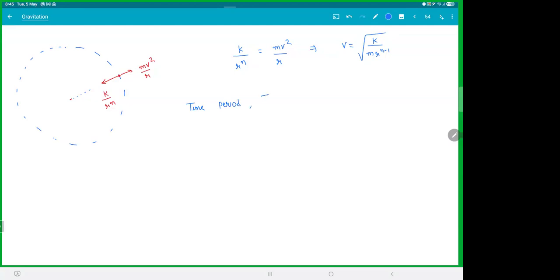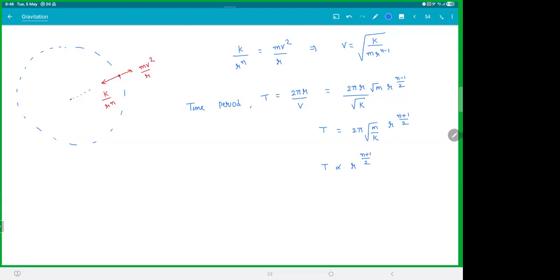This is the same thing I derived last time, but there I used GMm by r square. Time period is nothing but the circumference 2 pi r by speed v. This would be 2 pi r, and the speed would be root K into root m, and that is r power n minus 1 by 2. So this is 2 pi root over m by K. It looks like an SHM thing, but no, don't do that; K is some random constant. This is r power n plus 1 by 2. Please check. So the time is proportional to r power n plus 1 by 2.